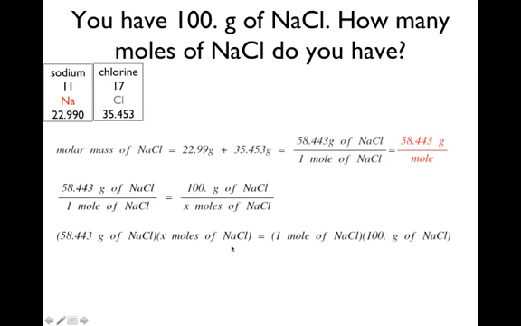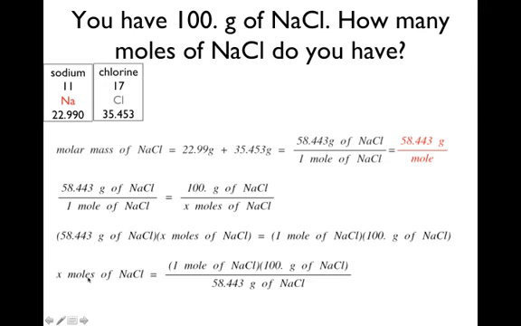We want to get x all by itself. We have to get rid of this guy over here, so we divide both sides by 58.443. If we do that, we get x moles of sodium chloride is equal to 1 times 100, which is just 100 again, divided by 58.443, and x turns out to be 1.71 moles of table salt. So the answer here, just in case this is a little bit confusing to you, is basically telling you that if you have 100 grams of table salt, if you actually weighed out on a scale 100 grams of salt, you would have 1.71 moles of table salt.